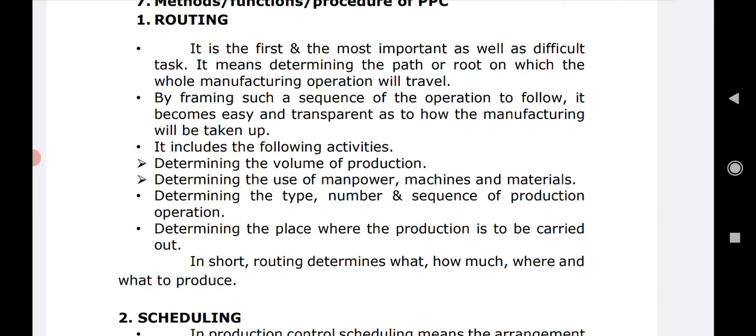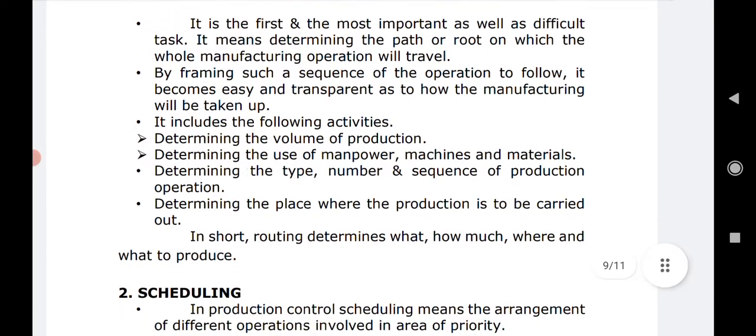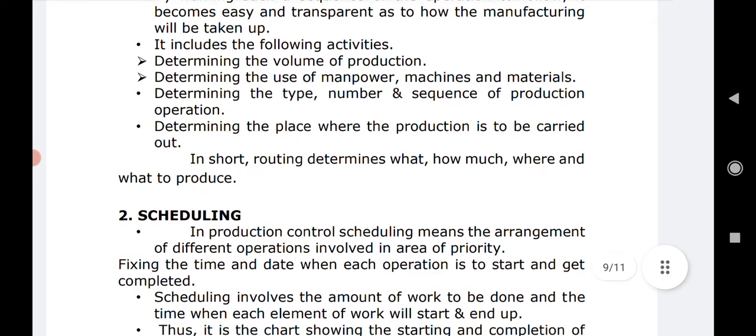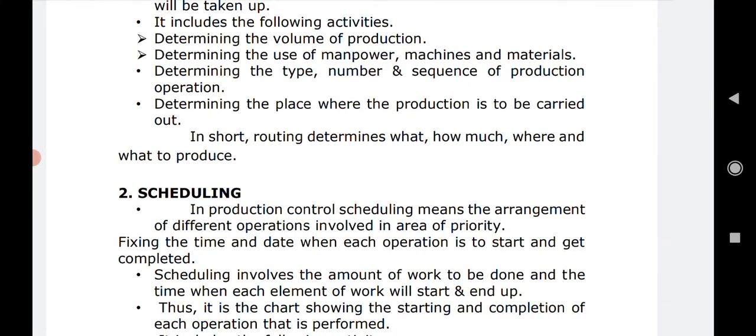So routing gives an overall idea of the sequence of the operations, right? Once you know the sequence, it becomes very easy and transparent for everyone to check the manufacturing at each stage. It includes the following activities: deciding the volume of production, deciding the use of manpower, machines, materials, determining the type, number and sequence of production operations, even deciding the place where the production is to be carried out. In short, routing determines what, how much, where and how to produce.